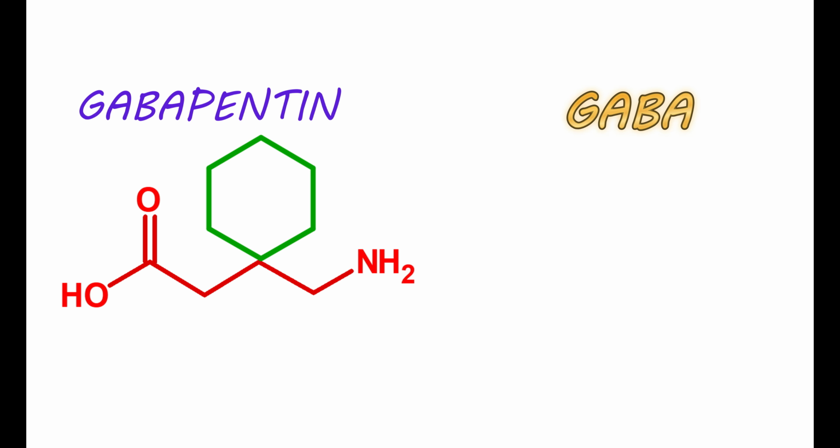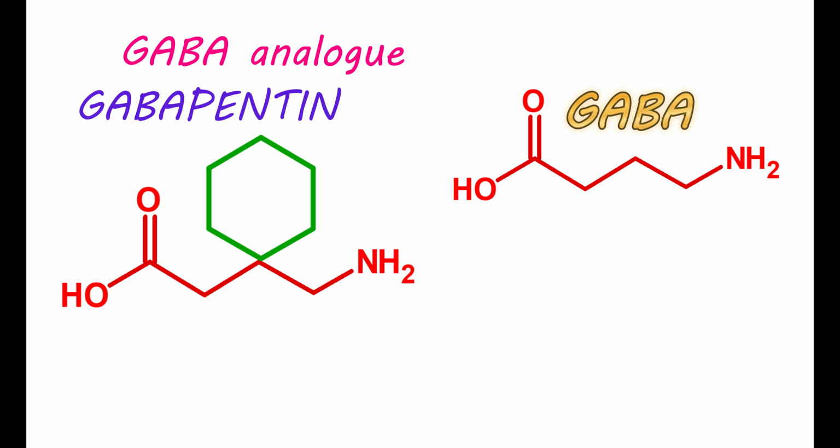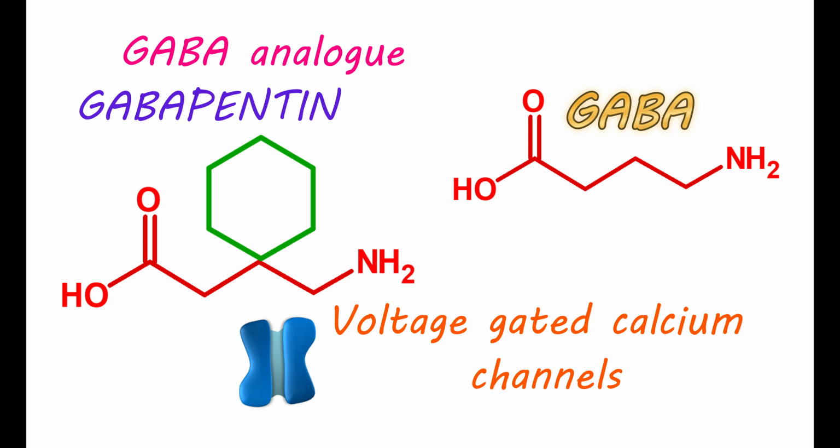It's all due to a similarity in its chemical structure. Gabapentin has a structure like this, and here is the GABA moiety incorporated into it. Therefore, gabapentin is a GABA analog but not a GABA agonist. It controls the activity of neurons by blocking voltage-gated calcium channels, as we have discussed earlier.